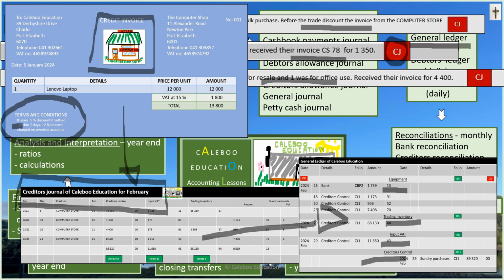We're going to have a look at the document that is used to record credit purchases, the creditor's journal, and we're going to take the information to the general ledger. Maybe I'll have a look at the account of the computer store, our supplier, in the Creditors Ledger just to show you what the account looks like in the Creditors Ledger in accounts payable. So let's get going.